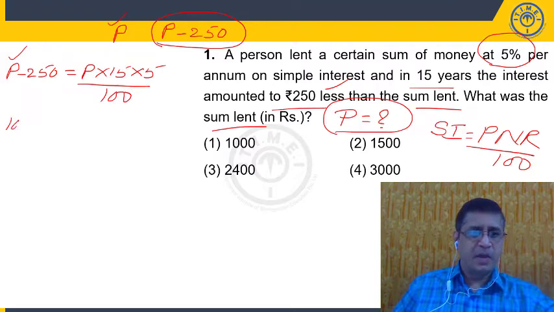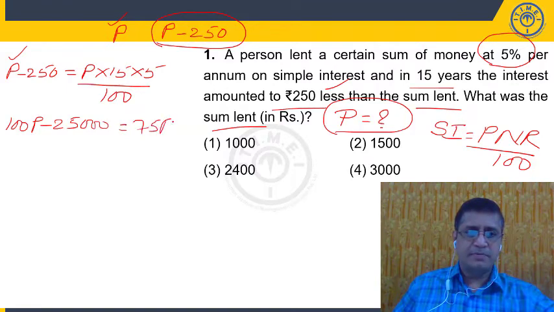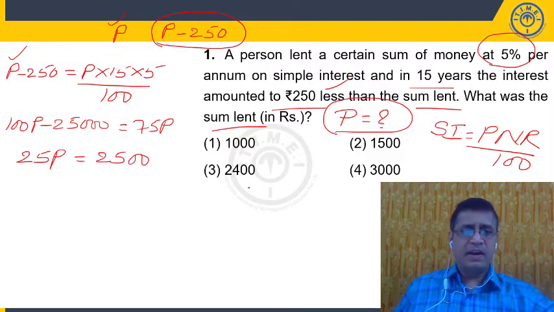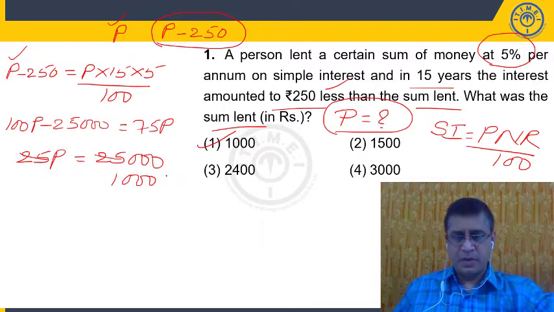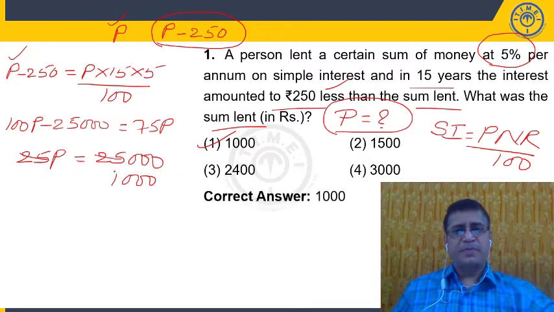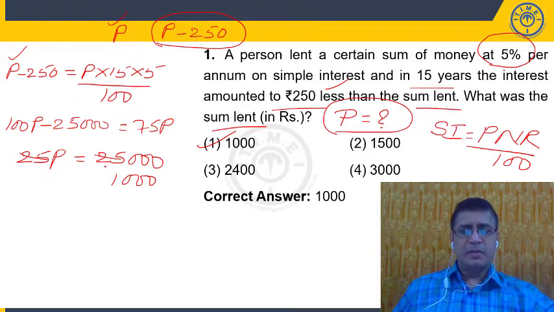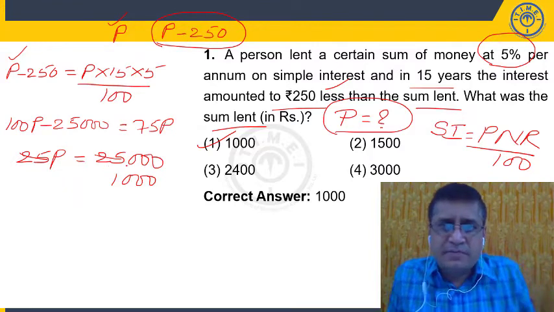Now look at this one. 100P minus 25,000 is equal to 75P. By taking the P variable on one side and numbers on the other side, we get the value of P as 1,000. So 1,000 means the right choice is option 1. Am I clear? What is the principal here? Principal is rupees 1,000.